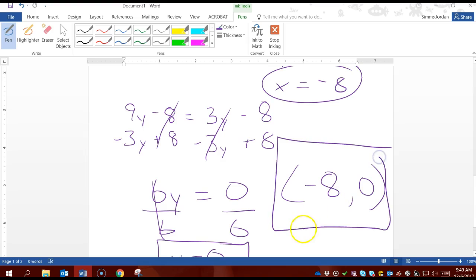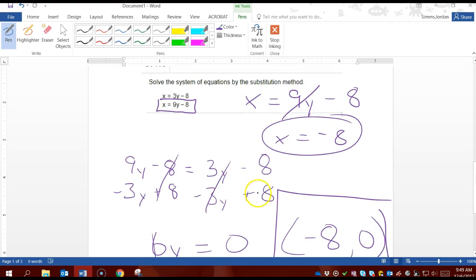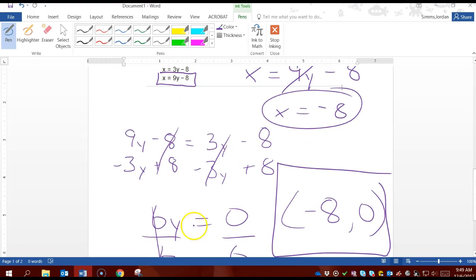Okay, so hope that helps. It's okay to have 0. 0 is a thing. It's okay to have fractions too. If you have any other problems, let me know.